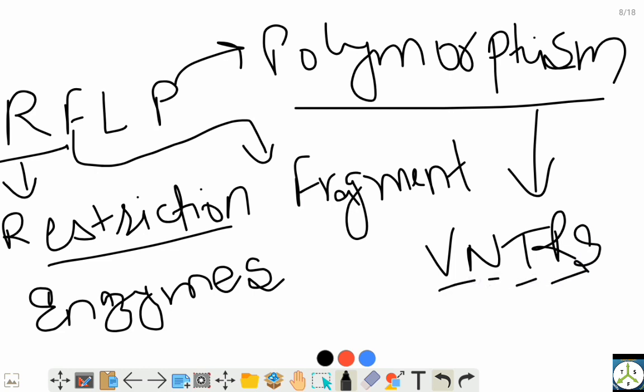Tandem means again and again, which are repeated again and again, with a sequence change or variation, with a different sequence of nucleotides, or with a different number of nucleotides present in these VNTRs. Clear?